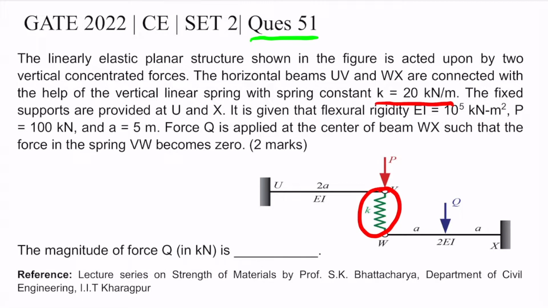The fixed supports are provided at U and X. It is given that the flexural rigidity EI is 10 to the power 5 kN meter square, P is 100 kN, A is 5 meter. The force Q is applied at the center of the beam WX such that the force in the spring VW becomes 0. It's a 2-mark question of fill in the blanks type with no negative marking.